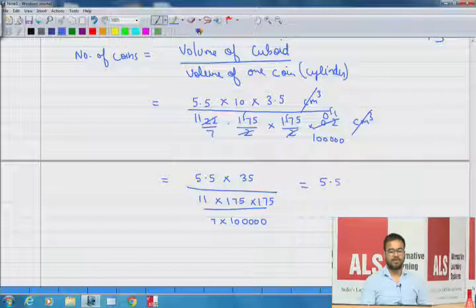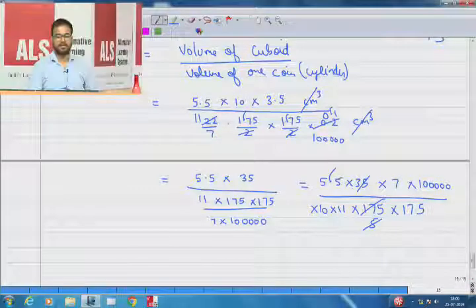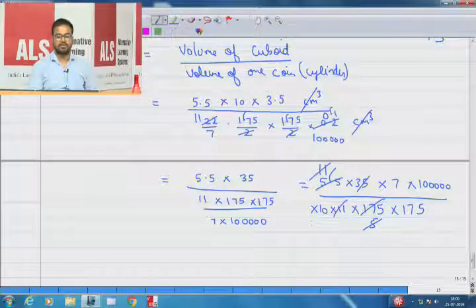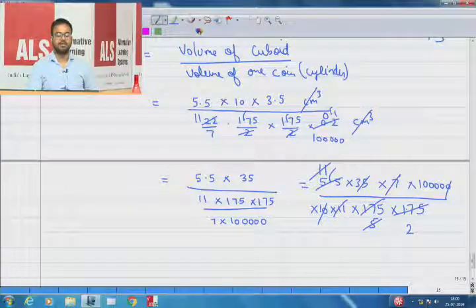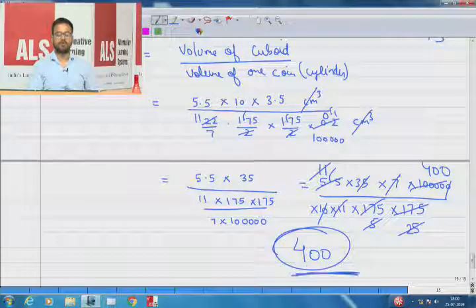So it will be 5.5 into 35 into 7 into 1, that will get reciprocal, 11 into 175 into 175. 35 5 times 175. This will be 10 in the denominator. 5 11 times, 11 will get cancelled out. This 0 and this 0 will get cancelled out. And 7 2 times 14, 7 5 times. So 25 will cancel out this 400 times. So 400 coins will be there.